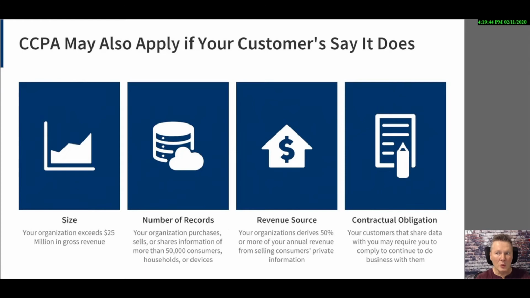There is one other way that I think it applies to people that we're seeing, and that's the last box I added called contractual obligation. So it is entirely possible that while you may not meet one of those first three criteria, you may have a customer who shares information with you, and in order for them to comply with the law, they're going to ask you to comply with the law. We've already seen this, what we refer to as a flow down, often extended through a document called the Data Protection Agreement.